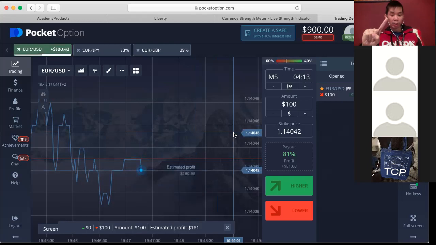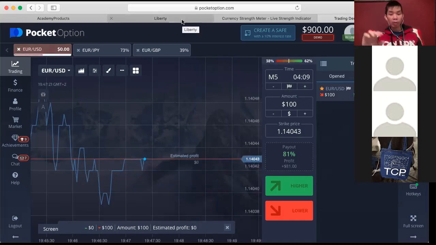I checked my currency strength meter, I checked my Liberty, I checked the arrow and everything, right? And sometimes, even if you have all five, there's that odd time where it's going to lose. But here's the thing, the more indicators you have, the higher the probability of winning, right? Does that answer your question?